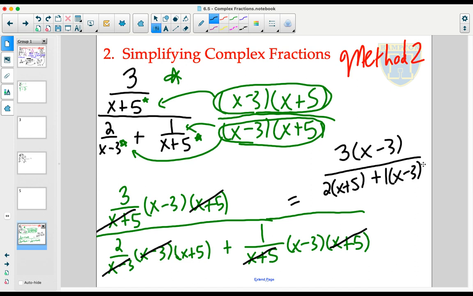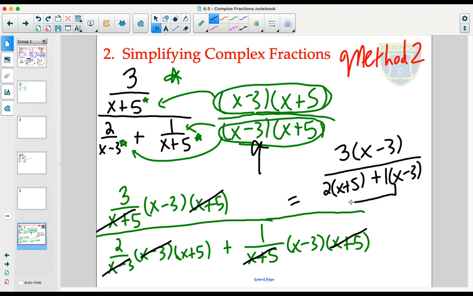Now this should look familiar because this was the same point we got to when we did the same example using method number 1. It creates the exact same solution. We didn't multiply by anything other than a factor of 1. We just wrote it using common denominators. And then we simplify from there.